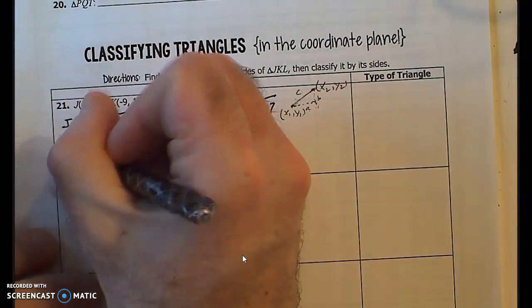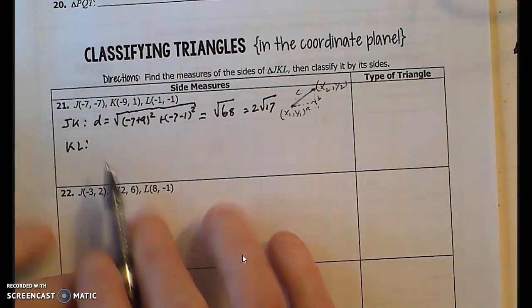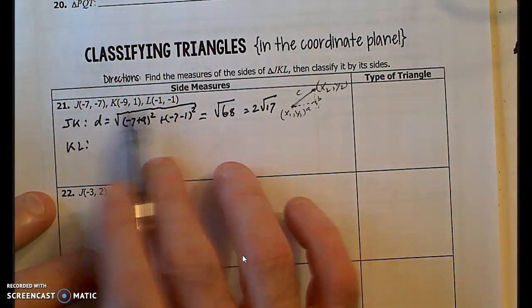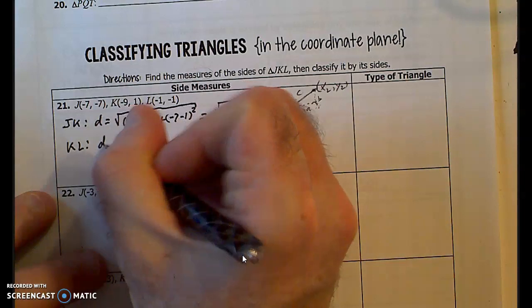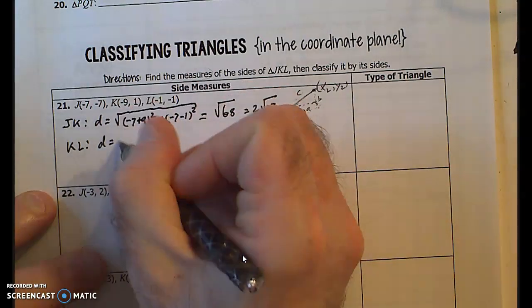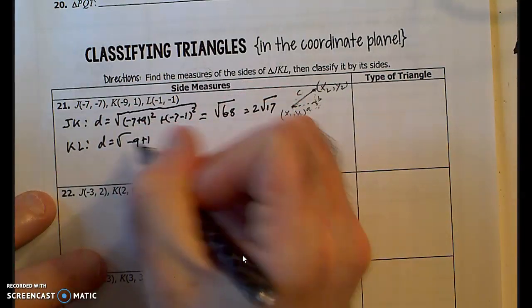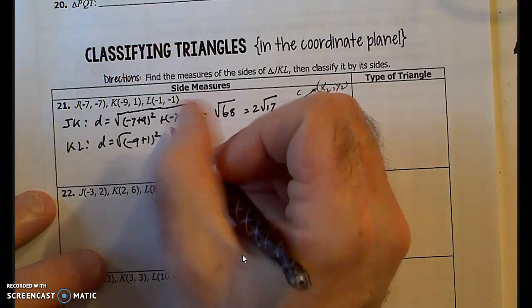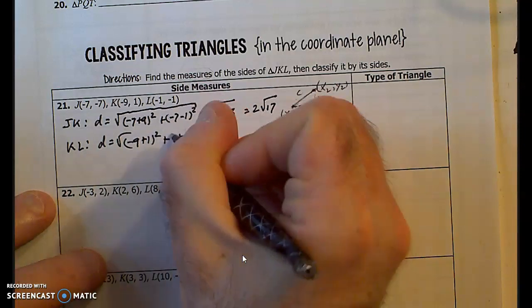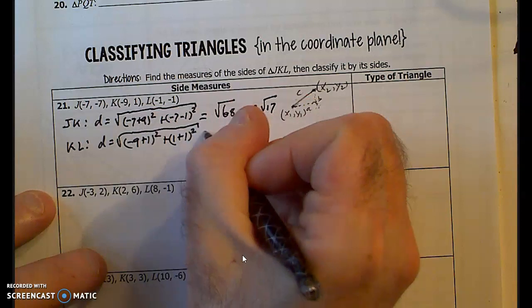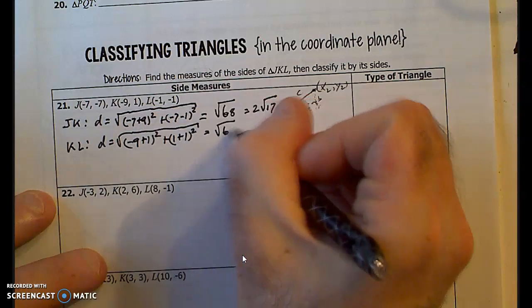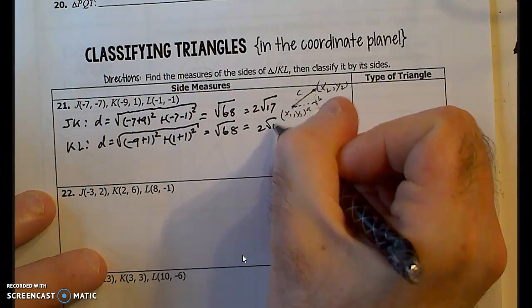We have KL over here, KL. Now KL, again, I have two points, and it doesn't matter which order I take it in, so I'm going to take the distance is the square root of negative 9 plus 1 squared plus 1 plus 1 squared, and that is the square root of 68, which is 2 square root of 17.